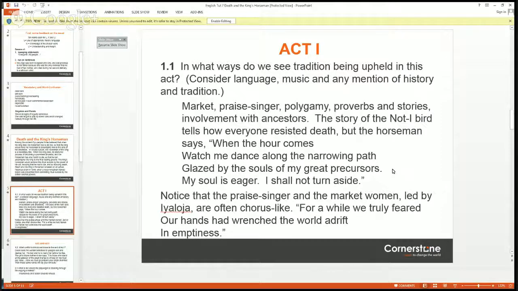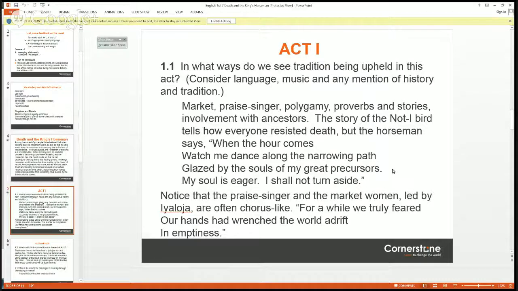And I also want you to notice that the praise singer and the market women, led by the kind of lead woman, Ialoja, are often chorus-like. And when I say chorus-like, here's a point of comparison with Antigone. The Greek plays all had a chorus, and these market women, especially their leader, are like a chorus. Even the praise singer acts as the chorus did in the Greek plays. And when I say that, what do I mean?